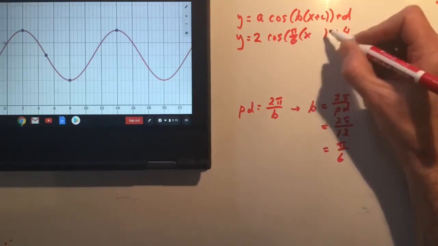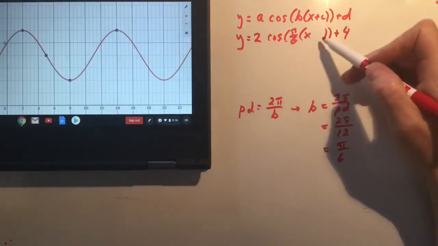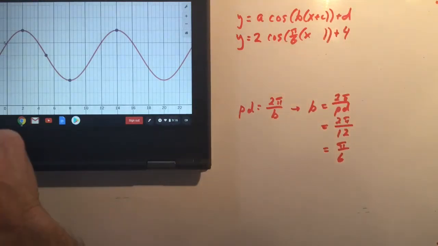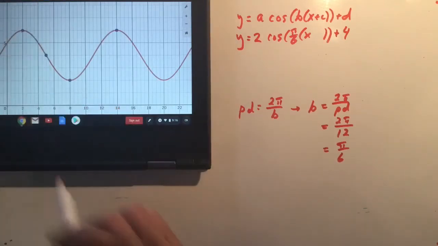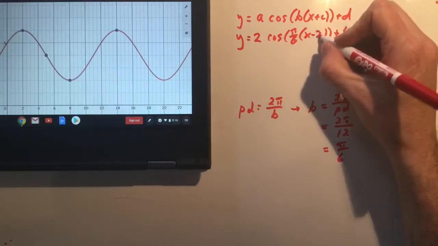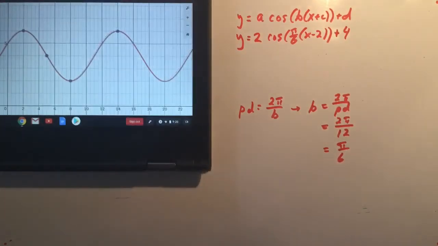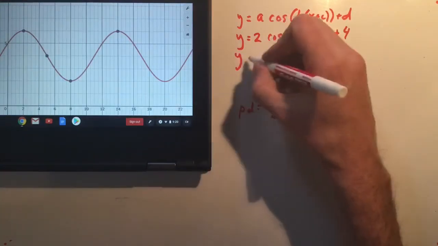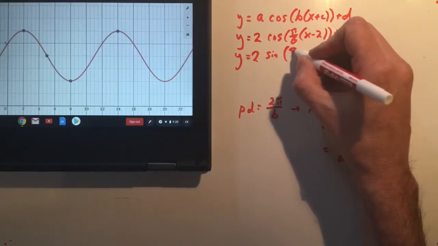And all we have left to do now is figure out what that phase shift is. Well, cosine without a phase shift is going to have a max at the y-intercept, but it doesn't. So we must have taken that y-intercept and moved it 2 to the right. So we're going to put in an x minus 2, so the phase shift is 2 to the right. You could have chosen to do a sine curve instead, and everything would have been exactly the same except for that phase shift.